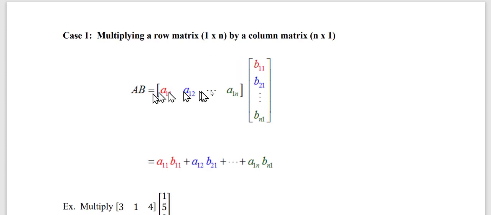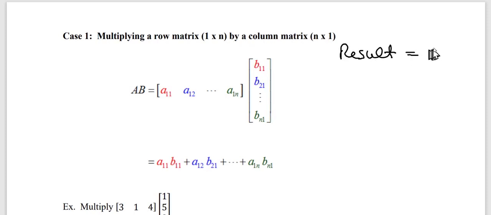If we want to multiply this 1 by n, it has n items here, and the column is n by 1, has n rows, 1 column. We want to multiply those. Our result should be 1 by 1, right? Because the n's match up and they disappear, leaving 1 by 1. There really should be a bracket on that because it is a matrix that you get, a 1 by 1 matrix.